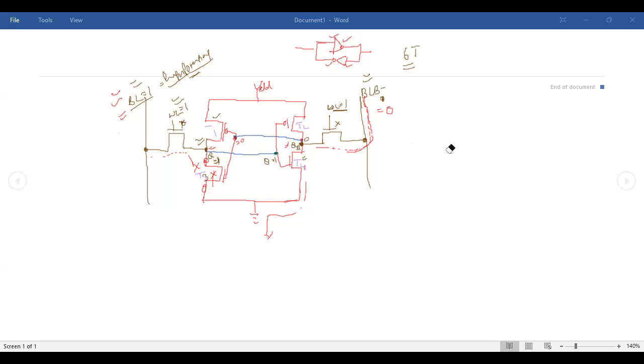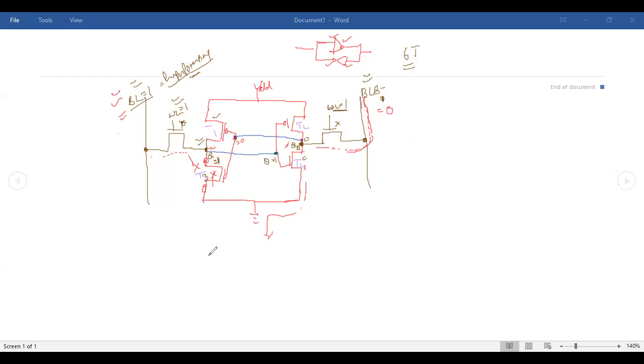So when your data on Q and QB is reflected on BL and BLB respectively, then you are doing the read operation. Now please ask if you have any question till here, then I'll come to the write operation.